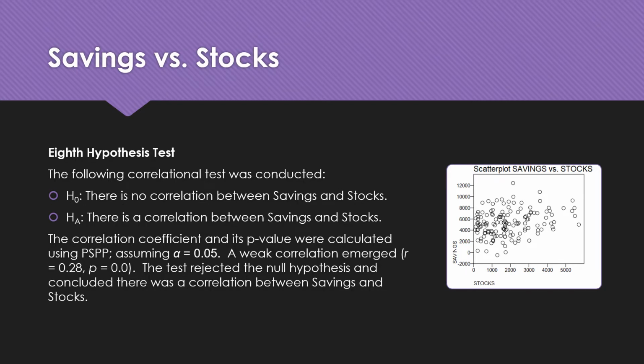Our eighth test, we looked at savings versus stocks, and in this case, a weak correlation did emerge. You can see that in the scatter plot. You could draw a line there through our points, but nonetheless, our P was less than our alpha of 0.05. So there was a correlation between savings and stock.